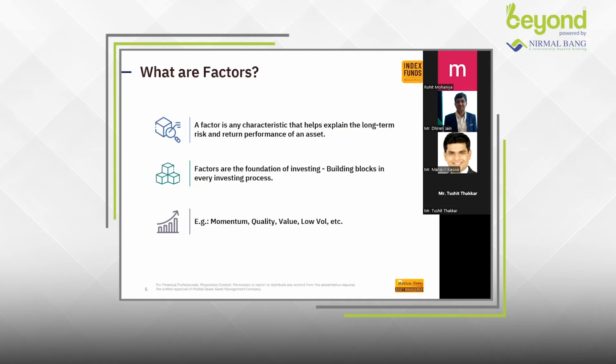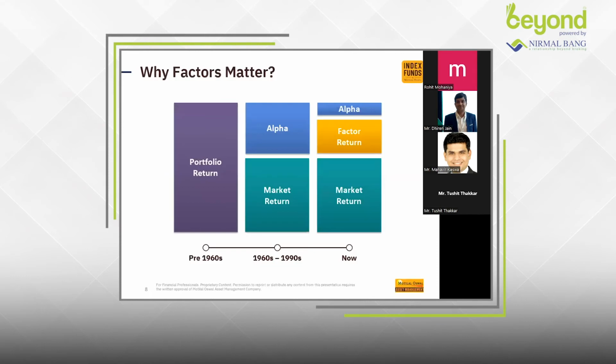In a nutshell, as I was trying to explain, factor investing is basically identifying the different drivers of performance of a portfolio or a stock, and those drivers are used as a building block for your portfolio construction. I already explained that there are four prominent factors in the market: momentum, quality, value, and low vol. I'm going to skip this slide and come to here.